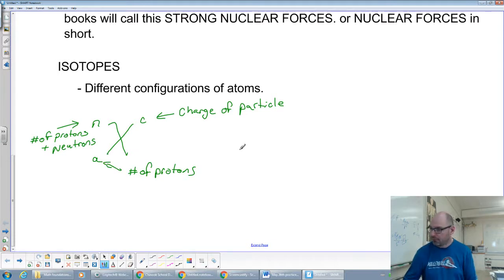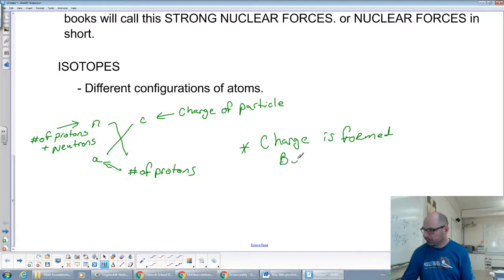Okay, a little note on the side. Charge is formed by having missing or extra electrons.